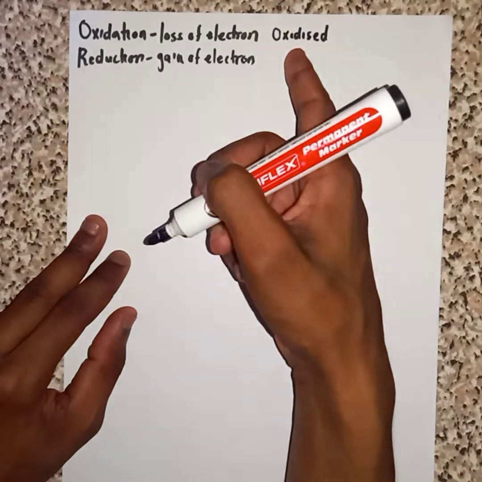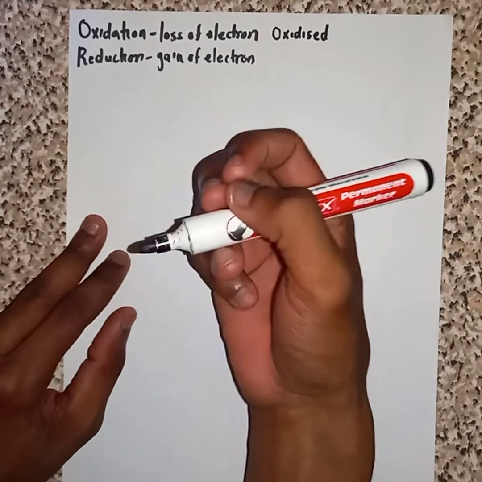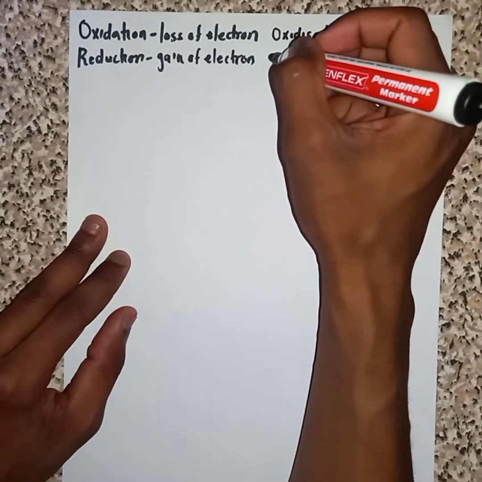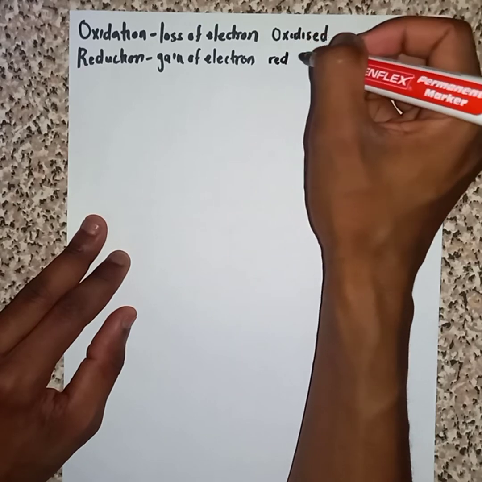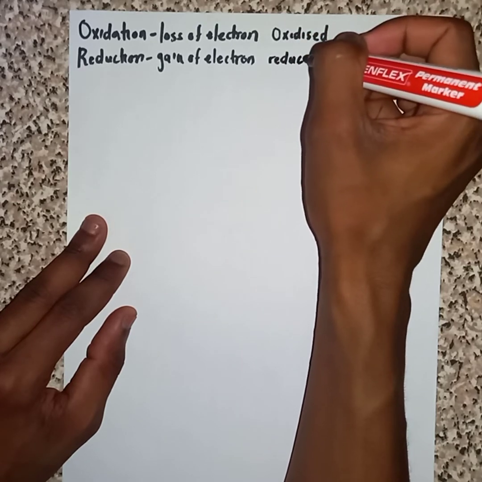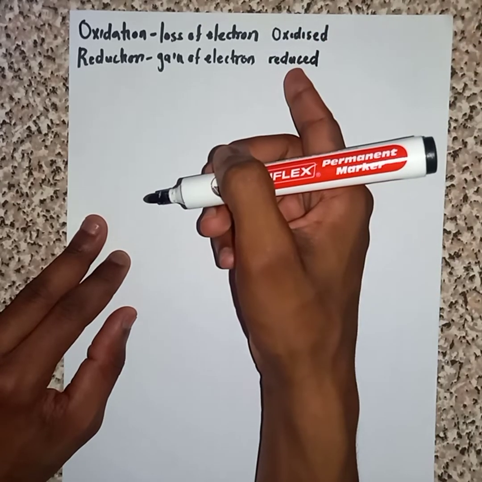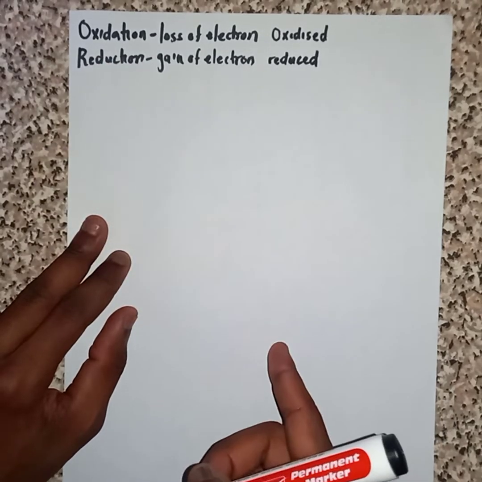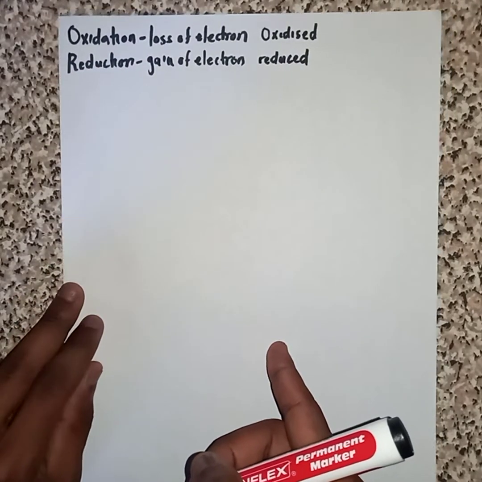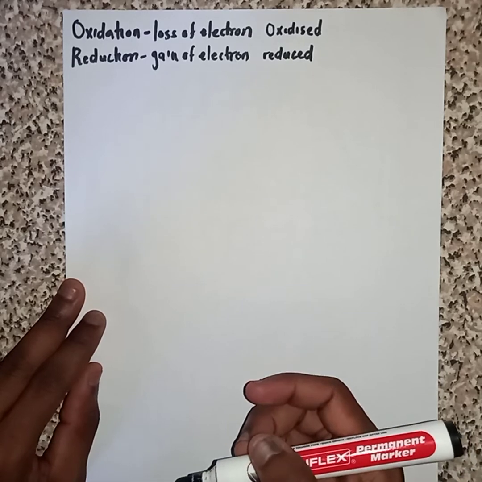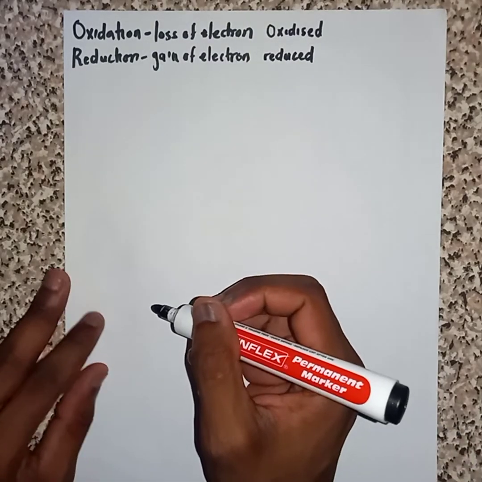Oxidation goes hand in hand with oxidized. Then the substance that gains electrons, we say it is reduced. Reduced goes hand in hand with reduction. You see? Now what I'm going to do, I'm going to consider an atom.